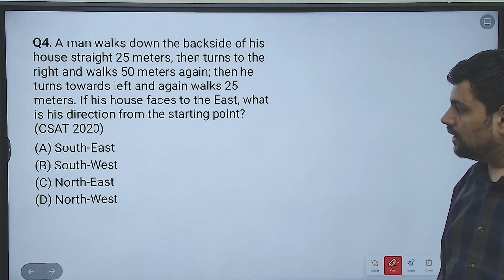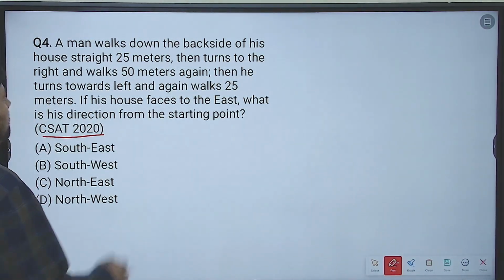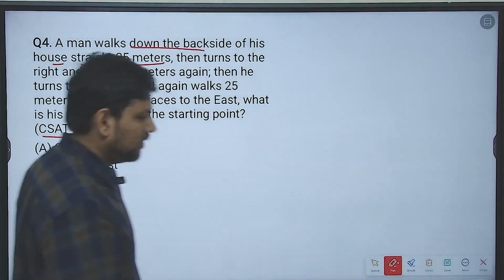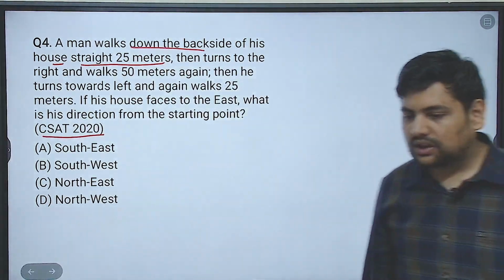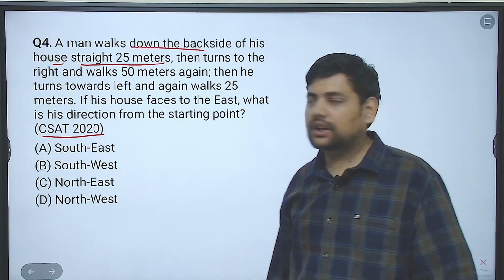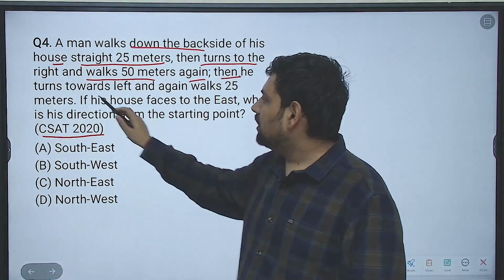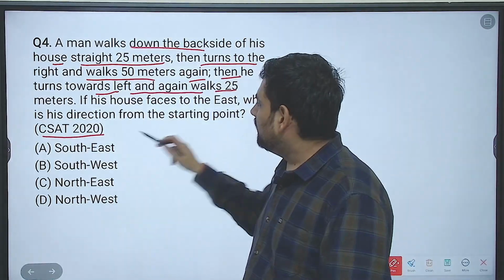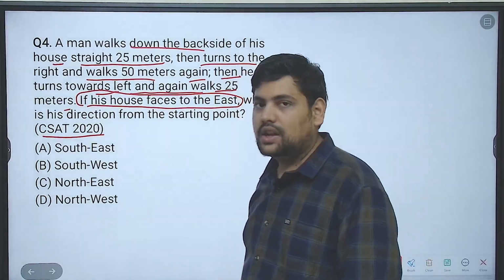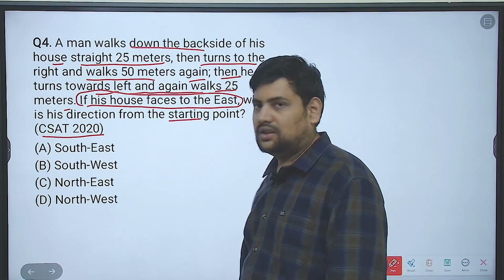Now let's see this. This is from CSAT 2020. It says a man walks down the backside of his house straight 25 meters. Now we don't know right now which direction is his house. Then he turns to the right and walks 50 meters. Then he turns towards left and again walks 25 meters. If his house faces to the east, this is the most important thing, what is the direction in which he is from the starting point?